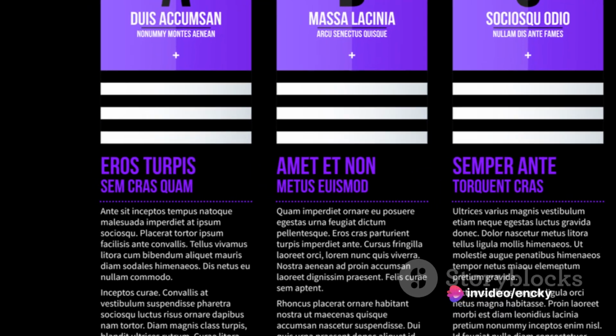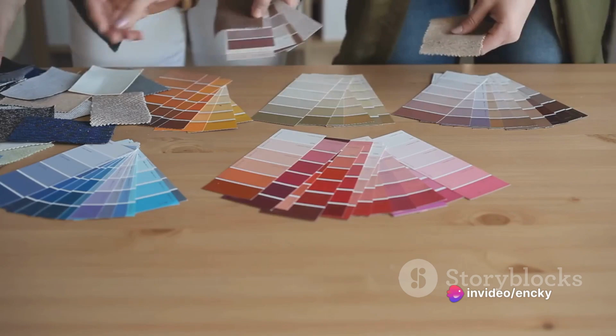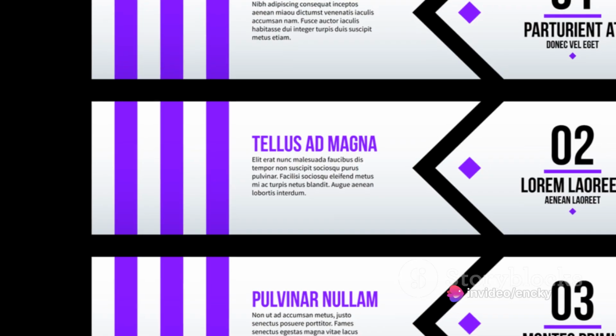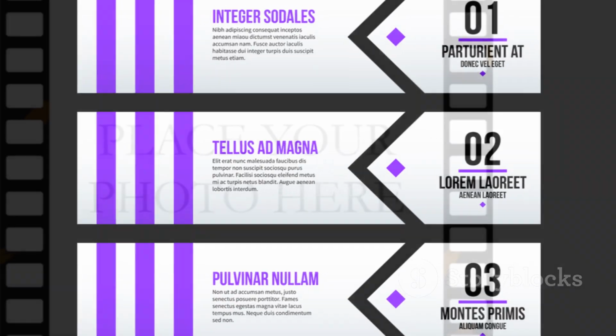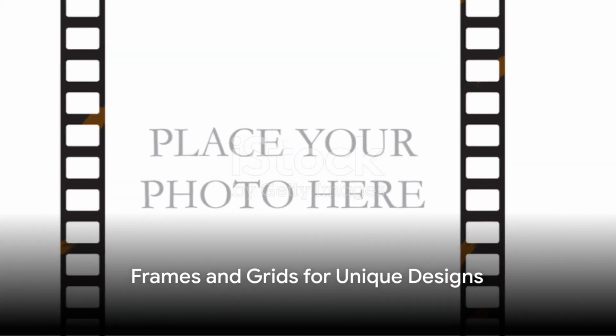Want to change the color scheme of your template? Select a color palette from the Styles section and watch as your template transforms before your eyes. It's that simple. Now, let's talk about frames and grids.